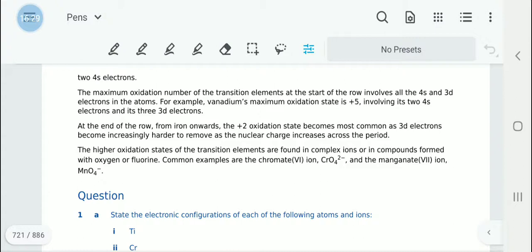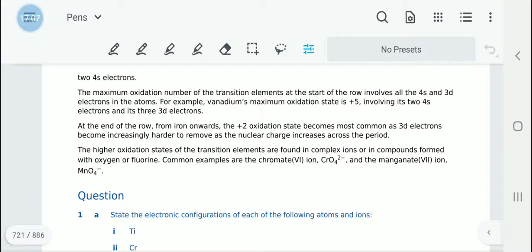Initially, at the beginning of the row, 4s and 3d electrons are both involved in the formation of ions. However, after iron, plus 2 becomes the most common oxidation state because it is more difficult to remove 3d electrons, because the nuclear charge increases across the period.